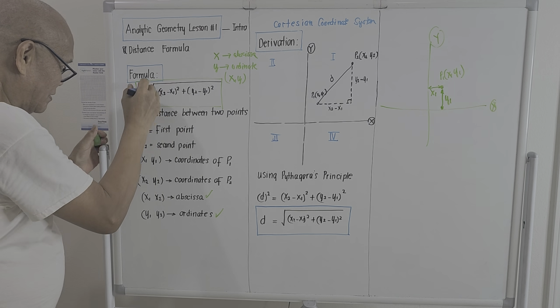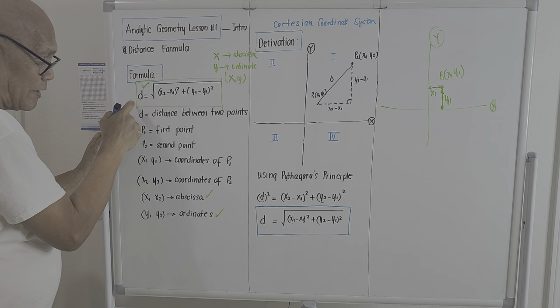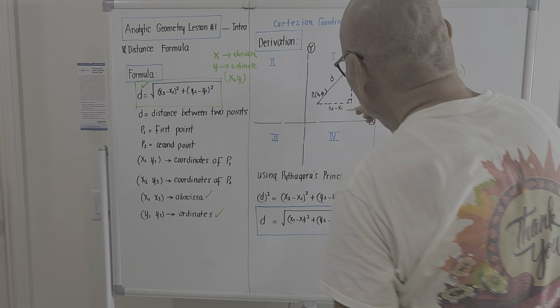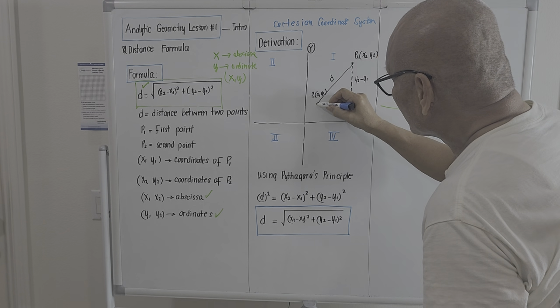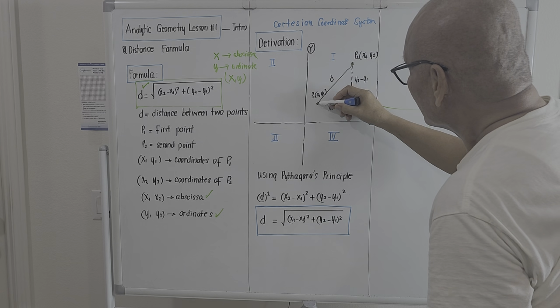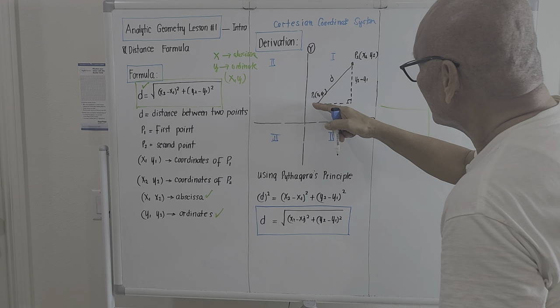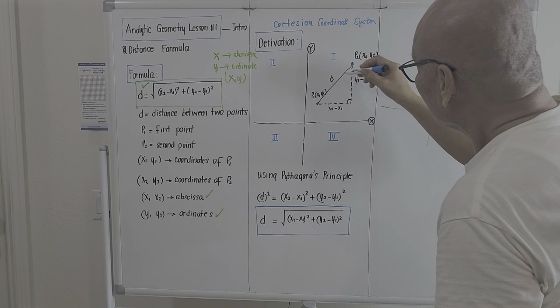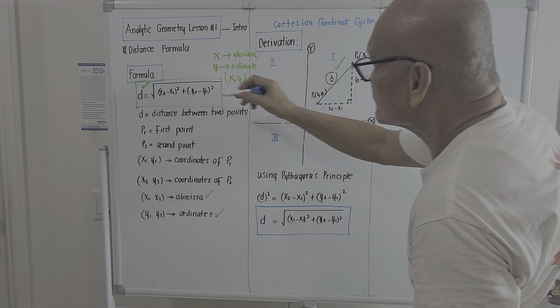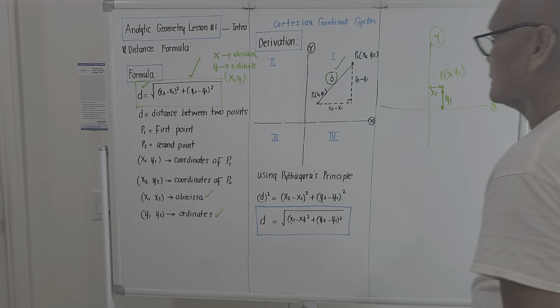That is distance. And what is the significance of this distance here? It is this. If this is point number 1 and this is point number 2, if we try to get the total length of the distance between point number 1 and number 2, it is actually represented by d, and this d here is actually this one.